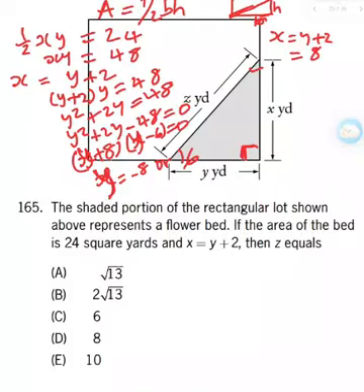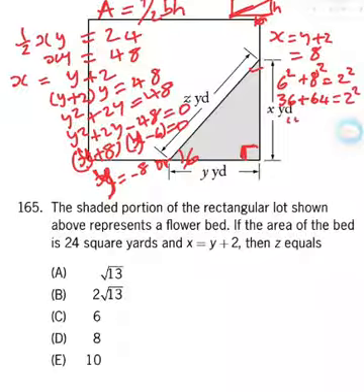Now what we have is 6 squared plus 8 squared equals z squared. 6 squared is 36 plus 64 equals z squared. 100 equals z squared. So z equals 10. That is how 10 is the answer.